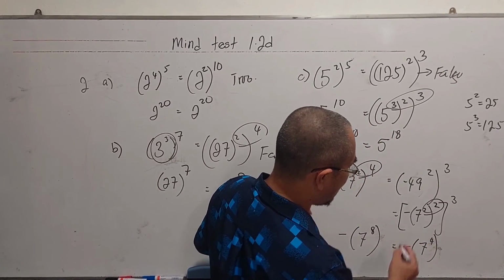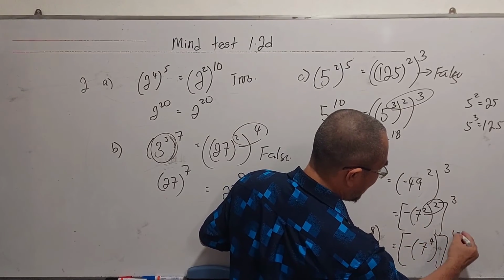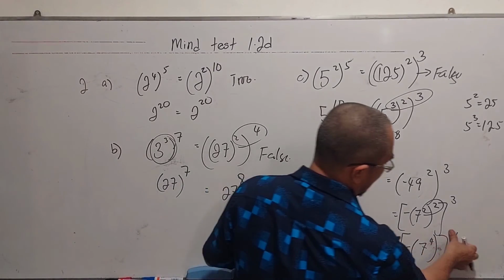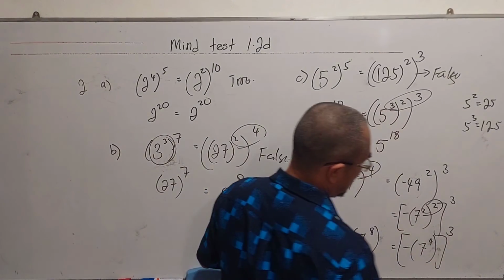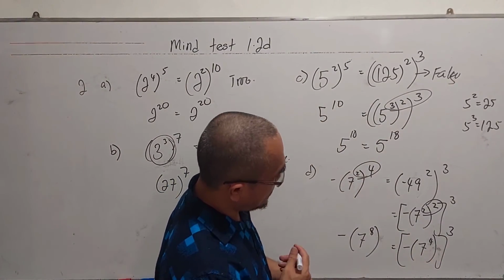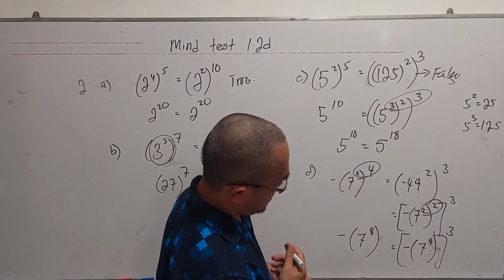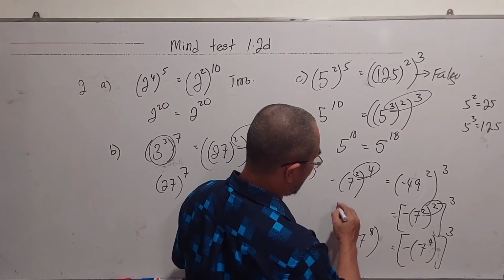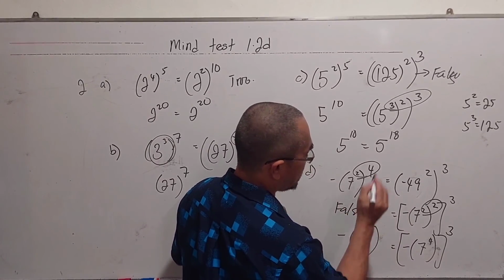And then because the bracket power 3, oh, power 3. Okay. Negative 7 to the power of 12. Into 7, okay, power of 12. So this is also false.